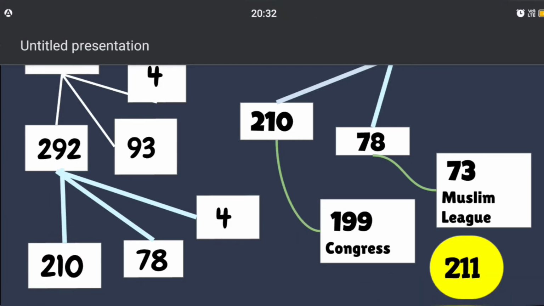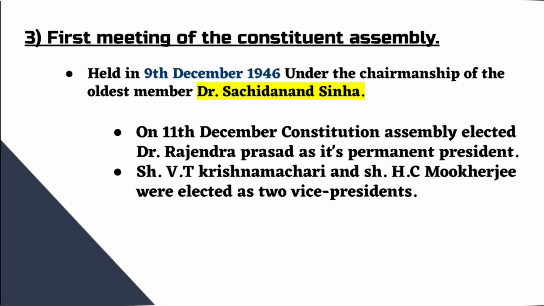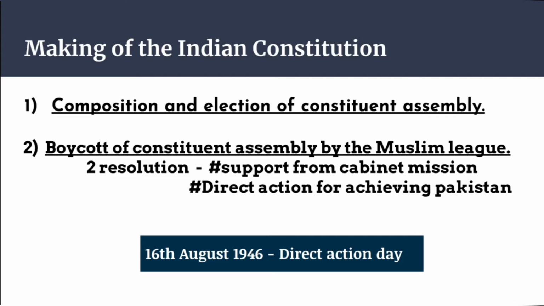So for this reason, what happens? The Muslim League boycotted the Constituent Assembly, because they didn't get the right opportunity and the majority was secured by Congress. The Muslim League withdrew its support from the cabinet mission, and they also demanded direct action for achieving Pakistan, a separate country and a separate Constituent Assembly for themselves. The 16th August 1946 was regarded as Direct Action Day.